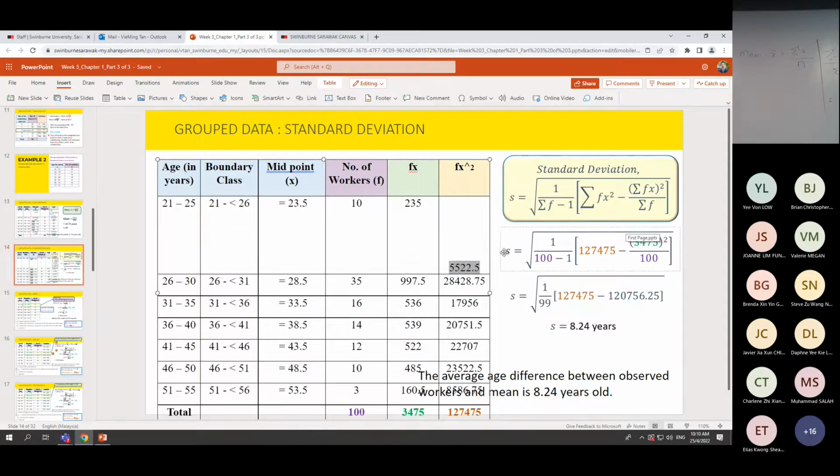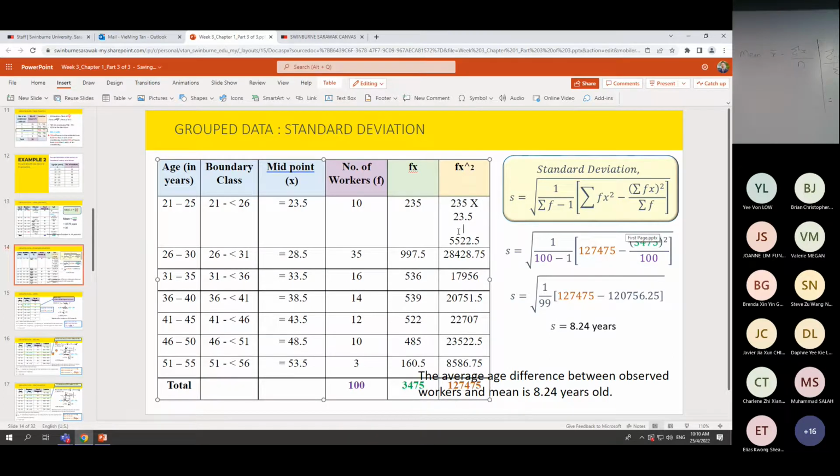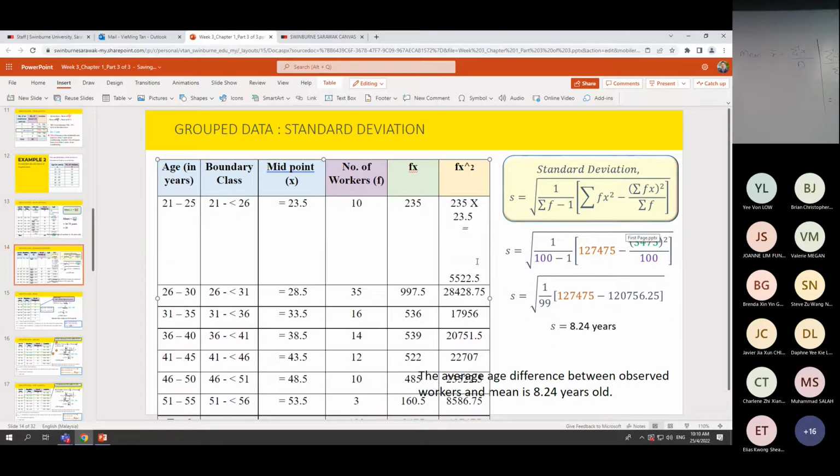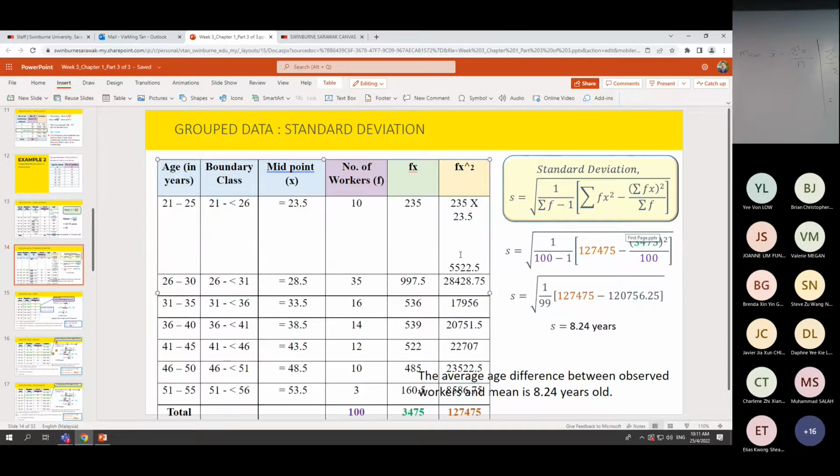I don't know why the values keep changing. 235 multiplied by 23.5. So what is the value you get? Somebody, can you give me the answer? Okay, so what is the answer? 5522.5. Okay, thank you. So continue the same process for the other classes as well.